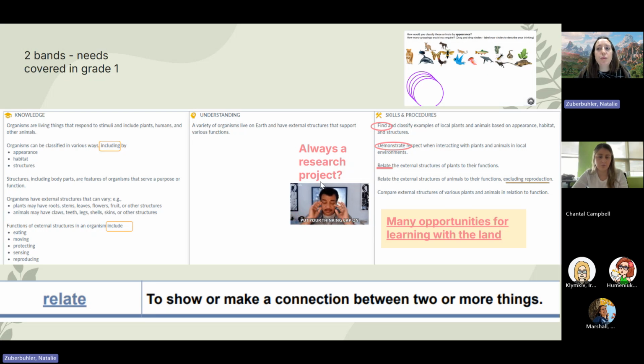Linked at the top too is simple activities where we can have students bring in stuffed animals or pieces from the environment, and with just hula hoops or digital, they can sort and classify by appearance, by habitat, and by structures.